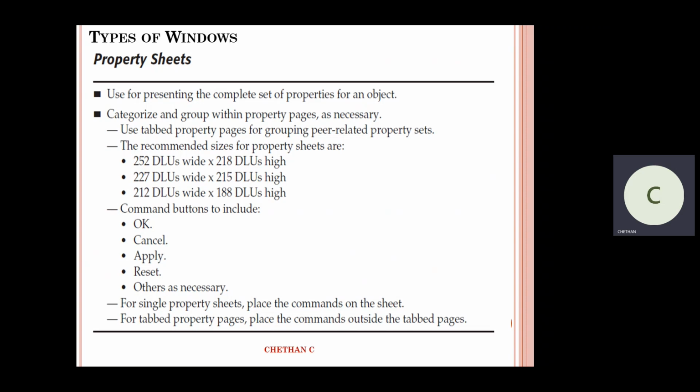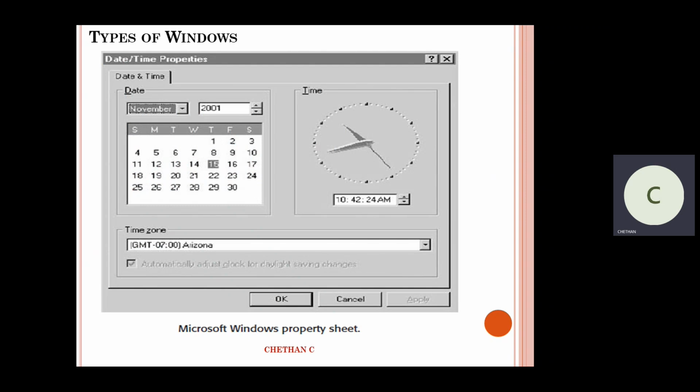A property sheet is used for presenting the complex set of properties for an object. What are the command buttons? The command buttons will basically include OK, Cancel, Apply, Reset, or all the other different types of buttons that come under it. This is one of the property sheets, for setting a time and date.